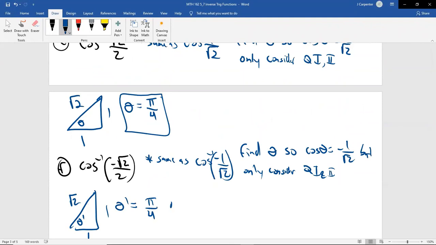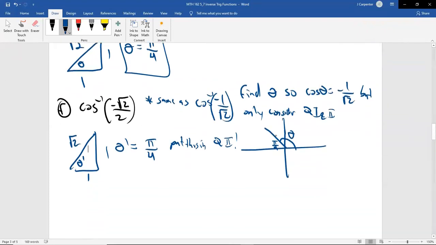But we need to put this in quadrant 2. So we draw the angle in quadrant 2. Here's our pi over 4. That's our reference angle, which means we're trying to figure out this angle. This is our true theta, which would be pi minus pi over 4, or 180 minus 45 degrees, whichever way you need to do it.